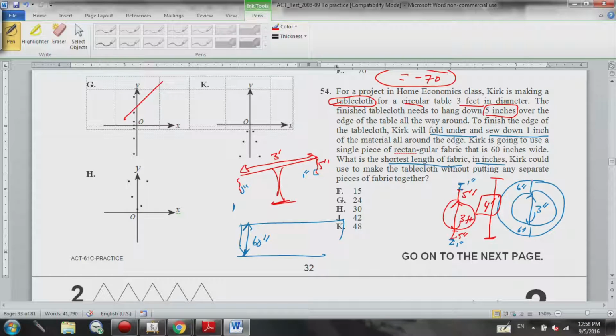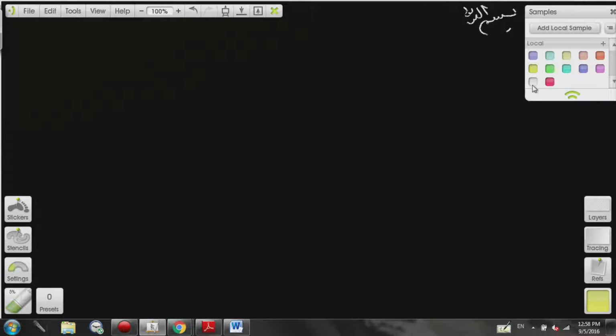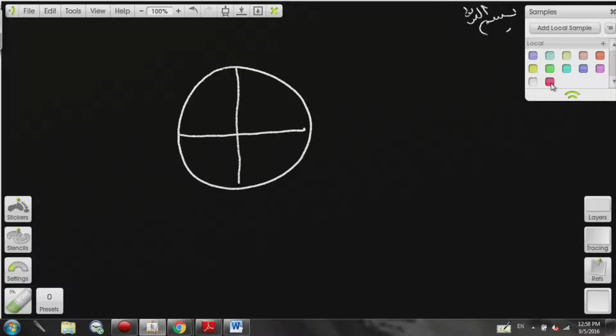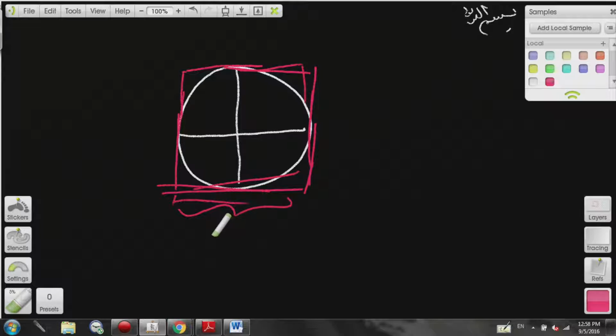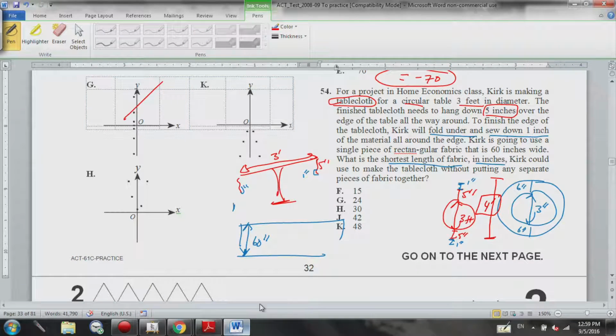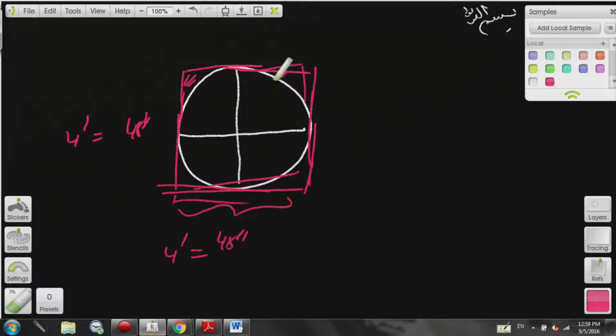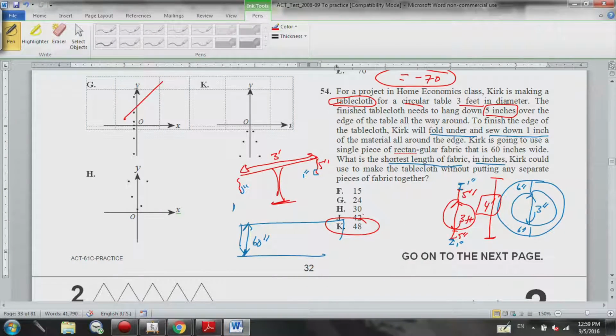Then the question said, well, it's going to come from a rectangular thingy. So if this is the circle, and it's going to be 4 feet this way, 4 feet this way. The smallest amount of cloth that's going to fit this is going to be a square, right? It's going to be a square like this, and each side is going to be 4 feet. 4 feet is what? 12 times 4? 48 inches this way, that's 4 feet. So it's going to have to be a 48 inch square cloth that he's going to have to go to the store and get. That's that. Okay, and he's going to waste this part of it, but that's okay. That's the least amount of fabric he's going to be able to waste. Okay, so that's that question over here. All right.